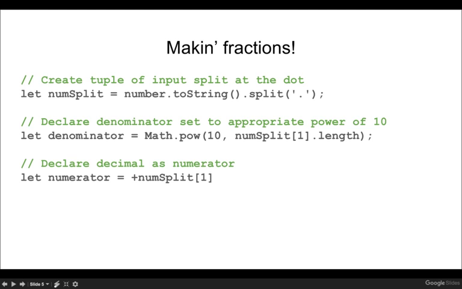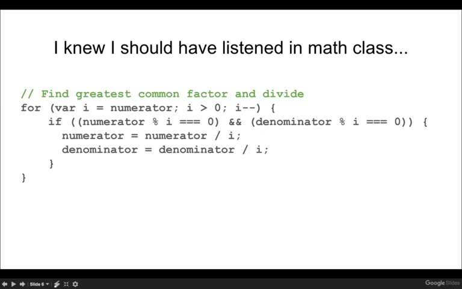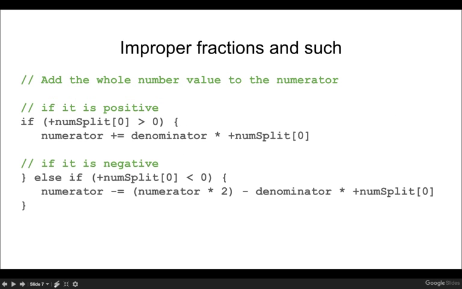And then we're going to set the denominator to the most appropriate power of 10. The numerator, as you see below, is basically going to be what is on the right side of our decimal. So if it's like 1.75, 75 is going to be our numerator, and then 100 would be our denominator. So we're going to want to turn that into a fraction. And then, with that fraction, we want to find the greatest common factor and divide. So you see here we have a for loop, and this for loop is going to count down from the numerator until we find the greatest common factor. And then we're going to just divide by i, and we're going to have that.